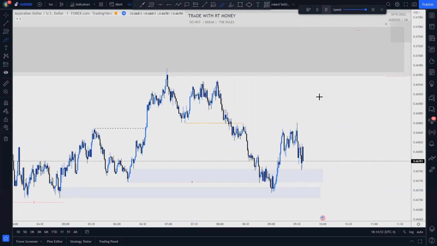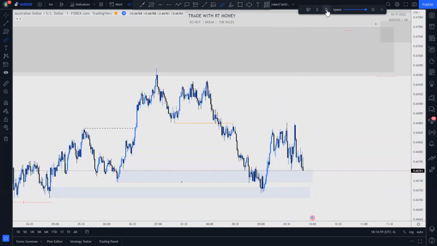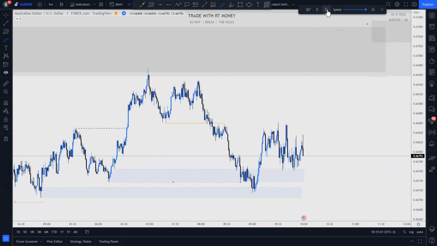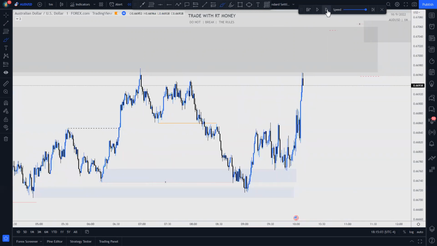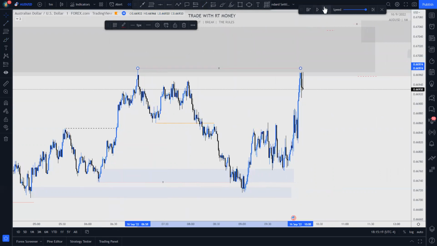And there goes the pullback. You would have been laughing all the way to the bank as price makes its way up. Look at that. It was glorious. Now we've come back up here. Now I'm looking at this high that I was thinking about the whole time to see if it gets swept. I thought it would. I mentioned that in the video. And what happens? Of course it gets swept.